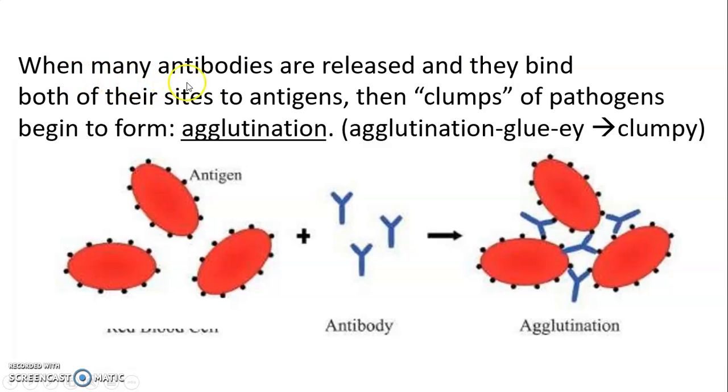So let's read this. When many antibodies are released and they bind both sites of the Y to antigens, then clumps of pathogens begin to form. This has a fancy name. Are you ready? It's called agglutination. And it's really easy to remember. This is a silly association, but agglutination sounds like glue because it gets gluey or clumpy.